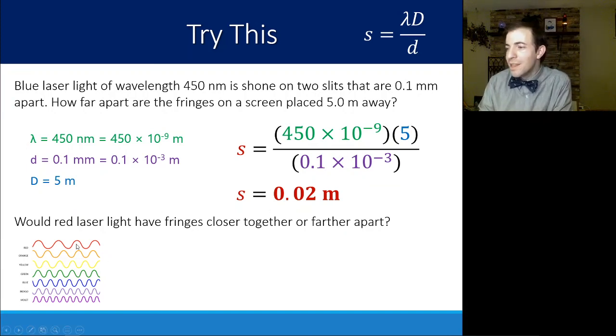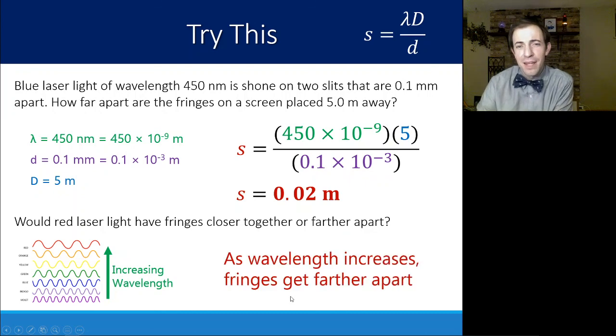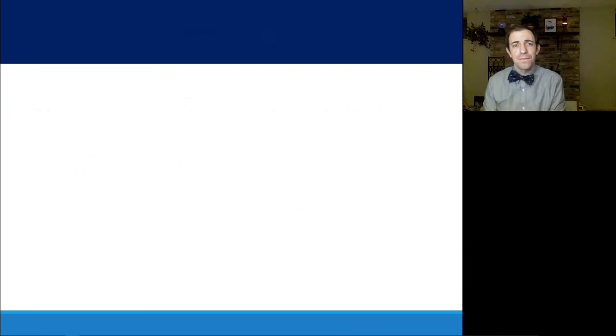The next question is, would red laser light have fringes closer together or farther apart? Well, that's the same as the conceptual things we were talking about on the last slide. If I have a red laser, that means my wavelength has to be bigger. Okay, if wavelength has to be bigger, would S become bigger or smaller? Well, wavelength shows up here. That's the green number here, 450 times 10 to the negative 9th. So if that becomes bigger, then S has to be bigger as well. So increasing wavelength results in fringes getting farther apart.